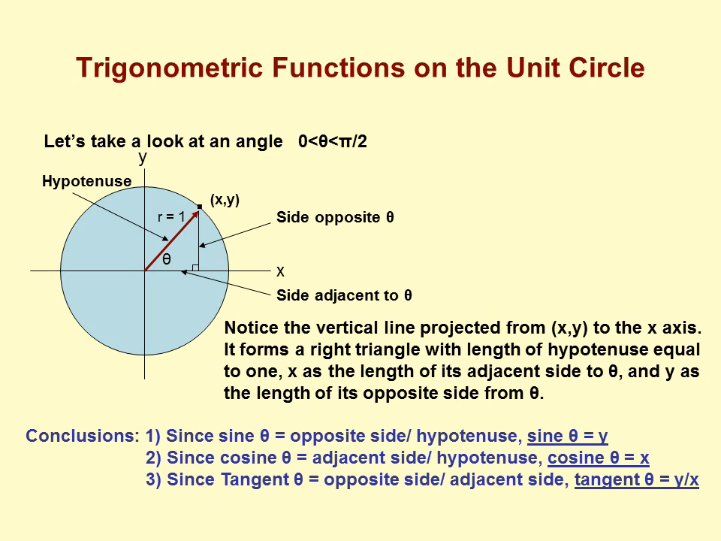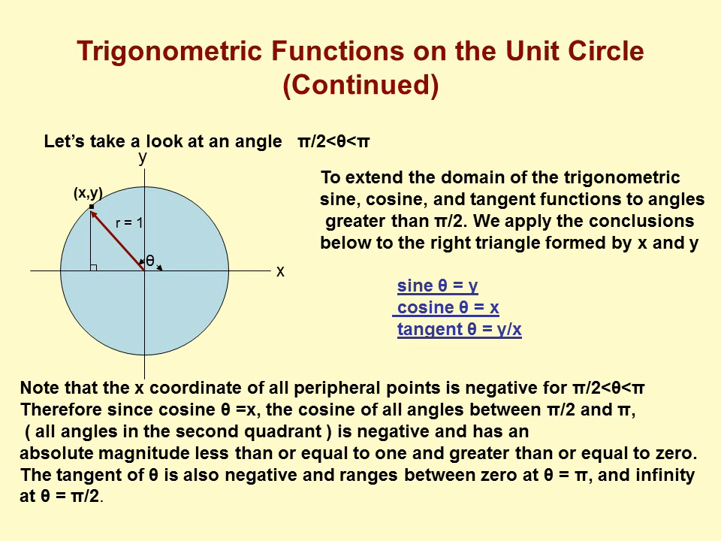X is the length of its adjacent side, and y is the length of its opposite side. So sine theta becomes opposite divided by hypotenuse. So the sine theta is equal to y, the cosine theta is equal to x, and the tangent theta is equal to y divided by x. But suppose we had an angle bigger than 90 degrees, so pi over 2 radians. We apply the conclusions below to the right triangle formed by x and y. Same thing.